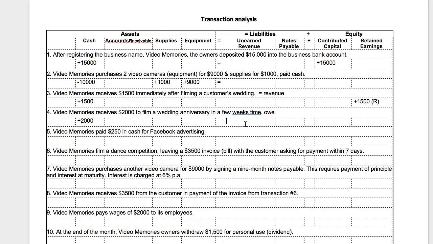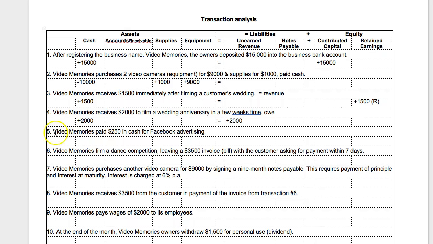Now, what is happening to the liability? Do we owe more or less? We owe more because we've received the money. We now owe more services to our customer. So the liability will be an increase. And again, we just check each time, plus 1,500 equals plus 1,500. Plus 2,000 equals plus 2,000. It's got to be equal every time.